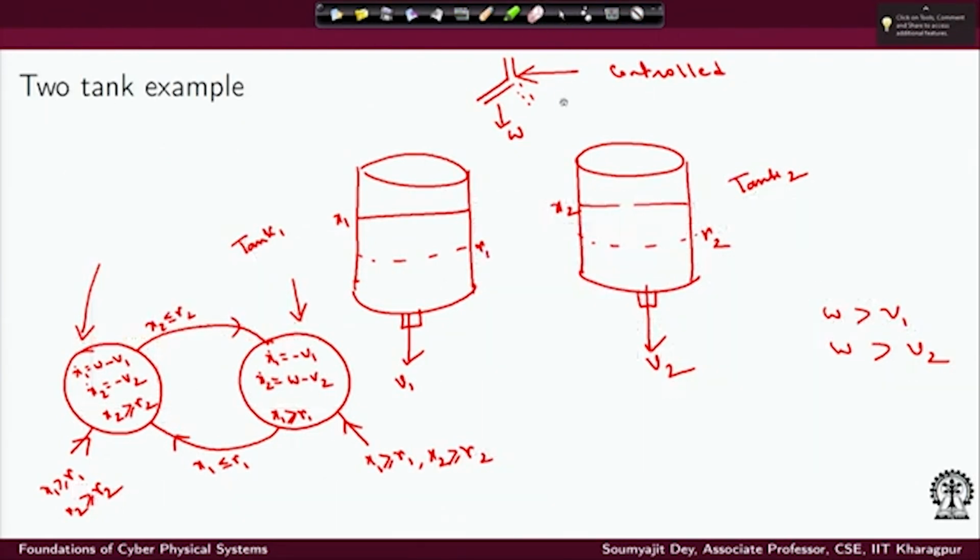Now, so that is about it. Now, let us assume that W is such that, let me write it down, W is less than V1 plus V2. So, if this is so, then what is the expectation? The expectation is that eventually my net inflow is less than the total outflow. That means, whatever is my control strategy, eventually both the tanks will run out of water. That is going to happen, right.